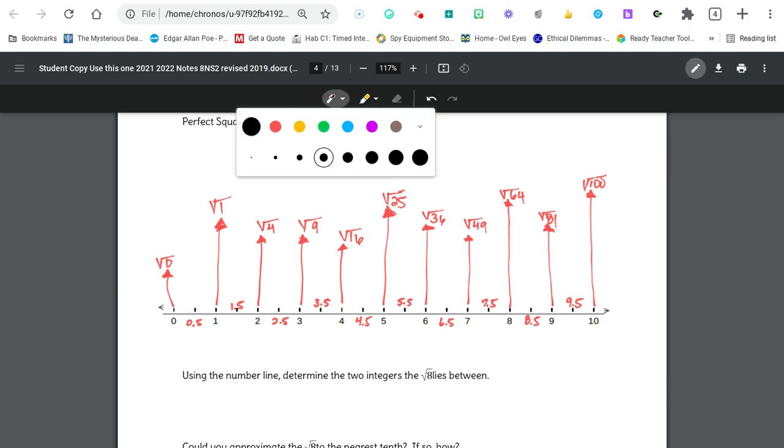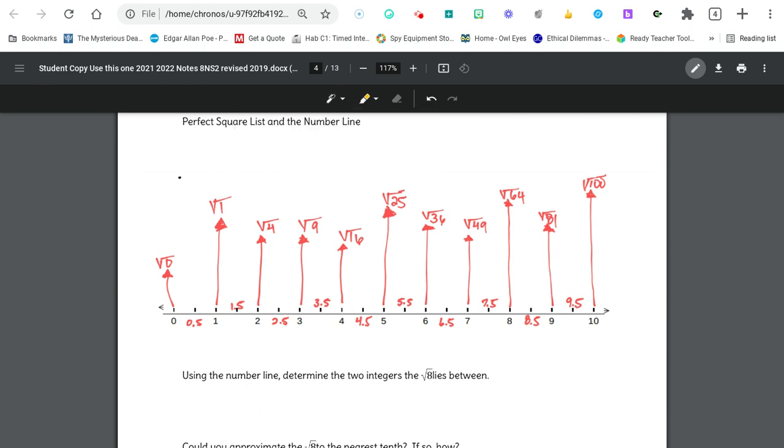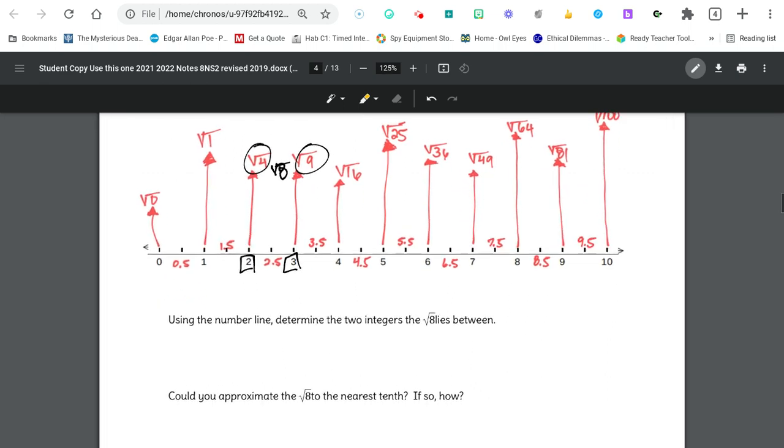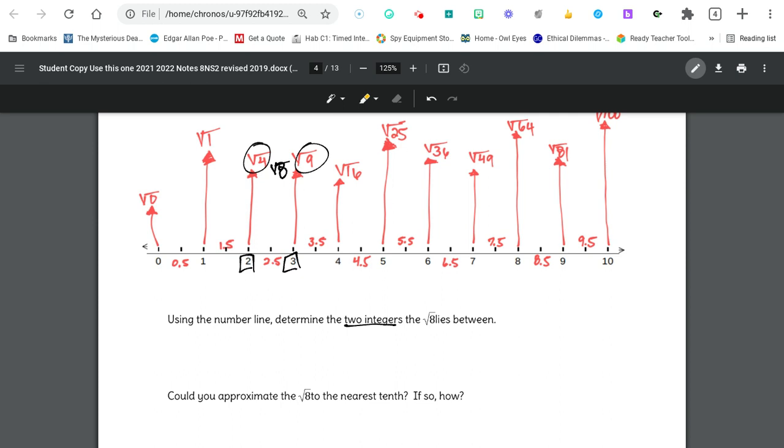We'll approximate it, first of all, between the two perfect squares that you see in the number line. So 8 falls after the square root of 4 and before the square root of 9. So I know 8 falls between these two perfect squares. And the square root of 4 is 2. The square root of 9 is 3. So when it says determine the two integers the square root of 8 lies between, the square root of 8 lies between 2 and 3, guys.